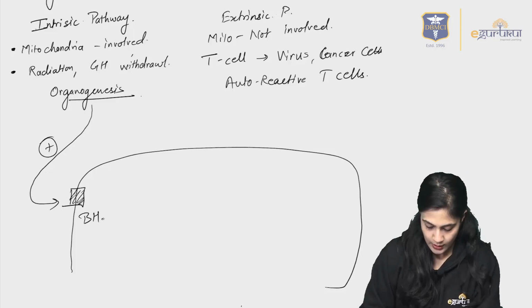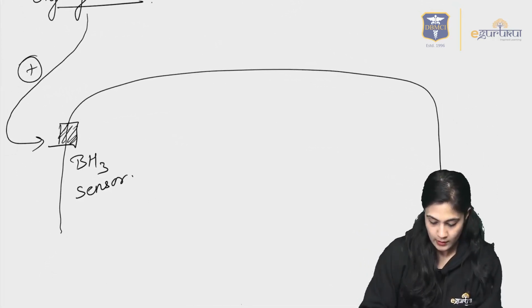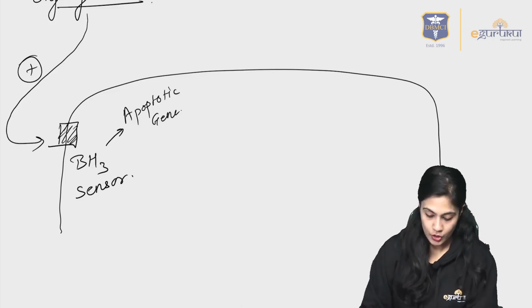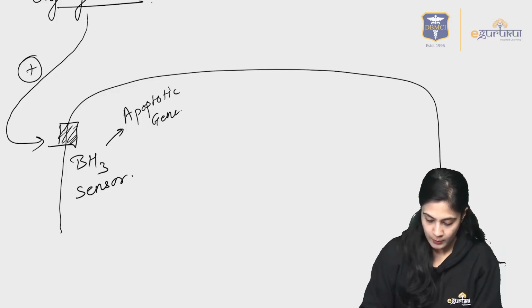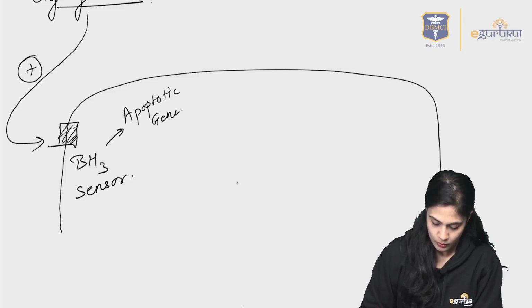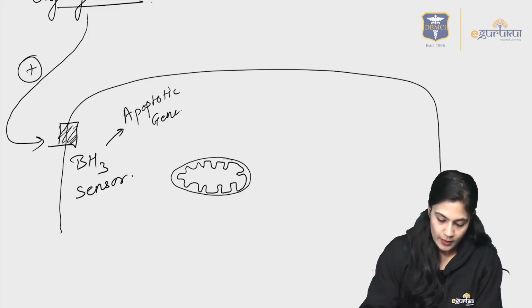Now there are sensors which are known as BH3 sensors. If you remember, well; if you do not, it's okay, right? BH3 sensors are there which will activate the apoptotic gene. Once this apoptotic gene is activated, what happens? We know that the mitochondria is involved in this. Yes, the mitochondria is involved in this pathway. So let's draw a mitochondria.